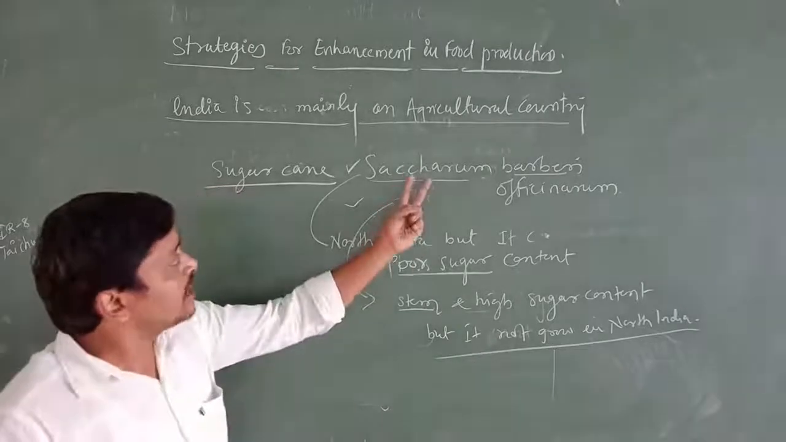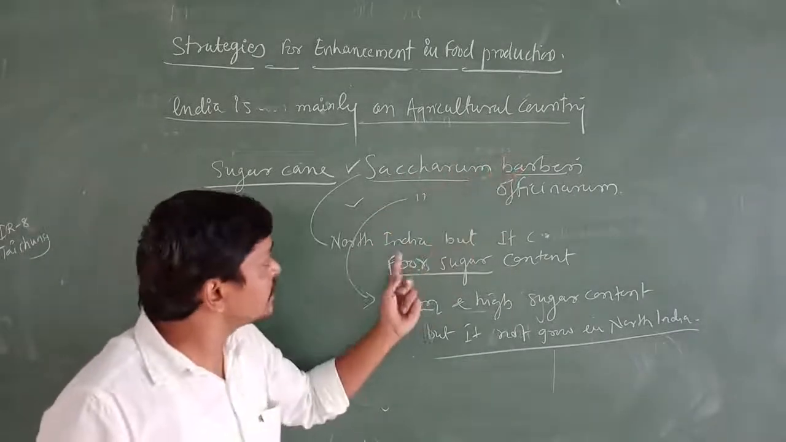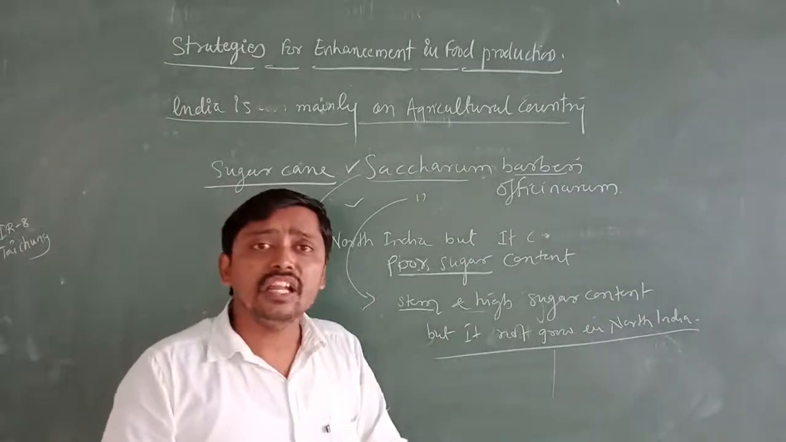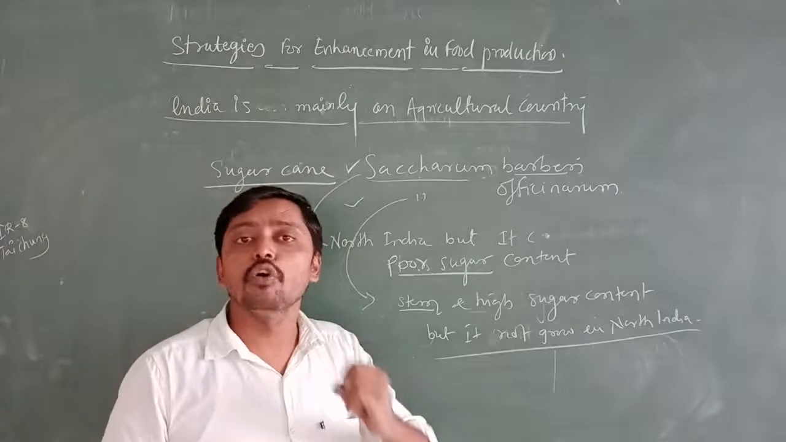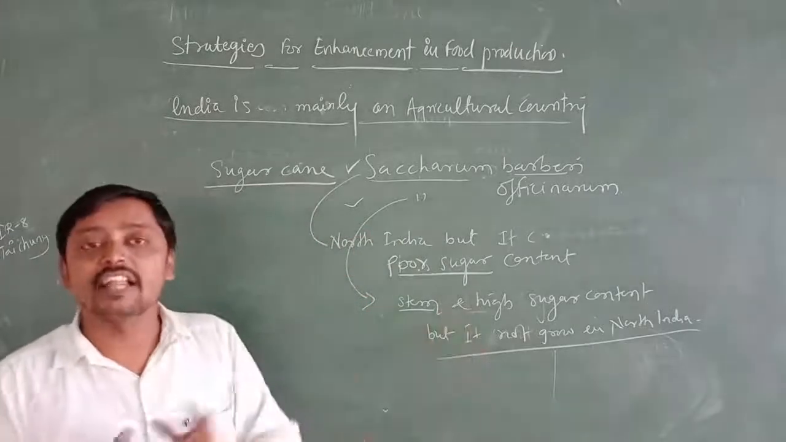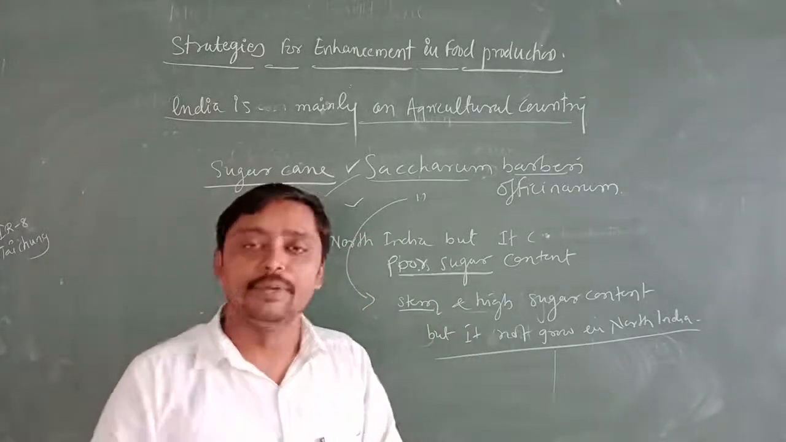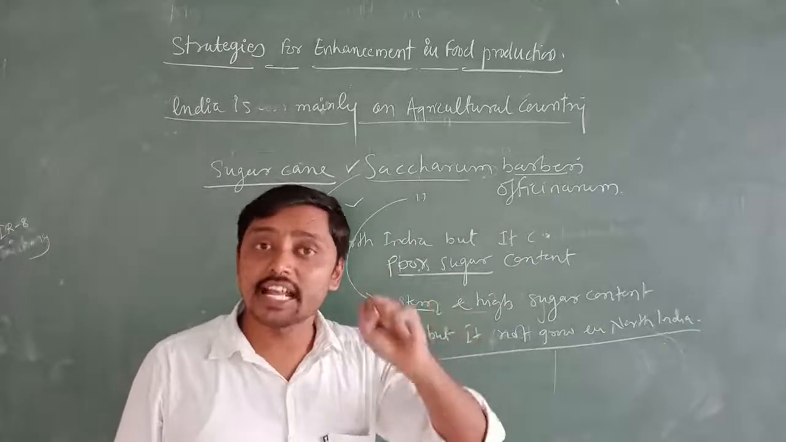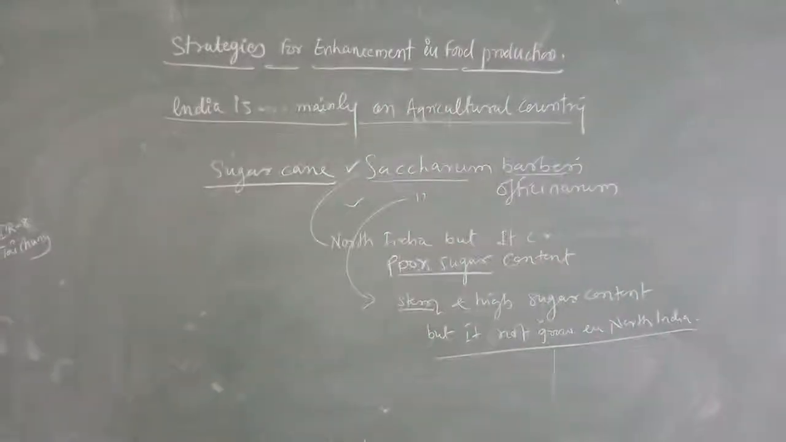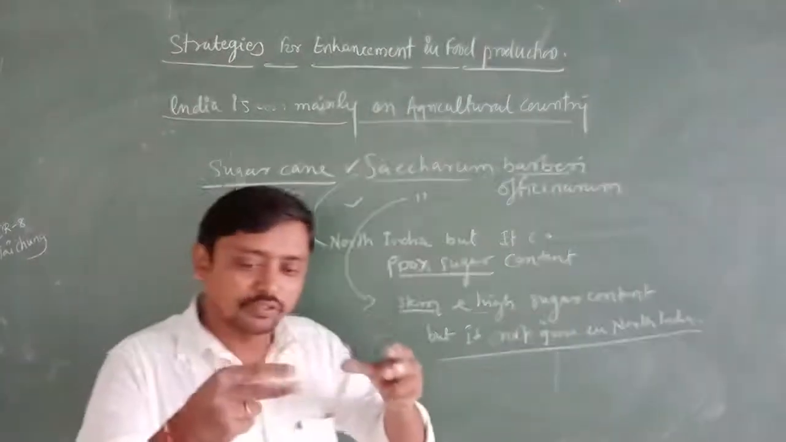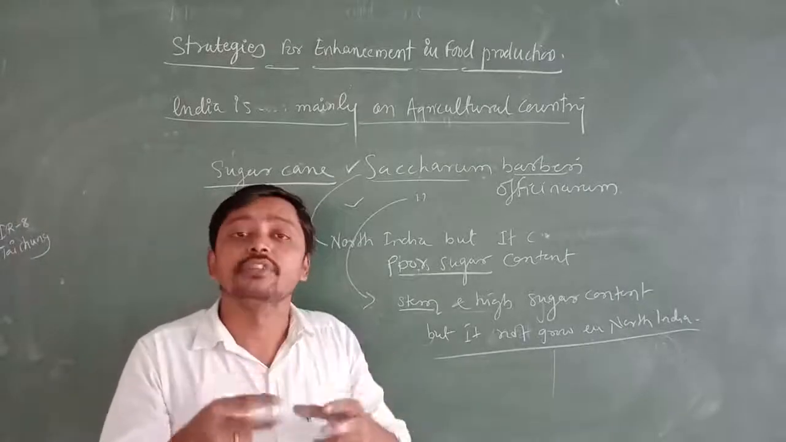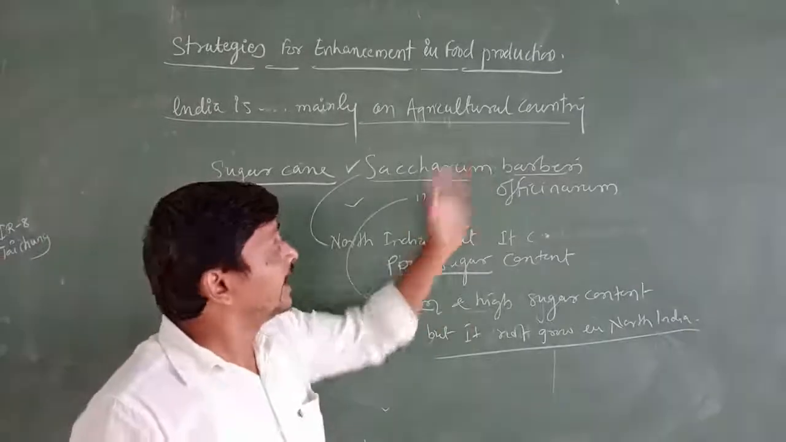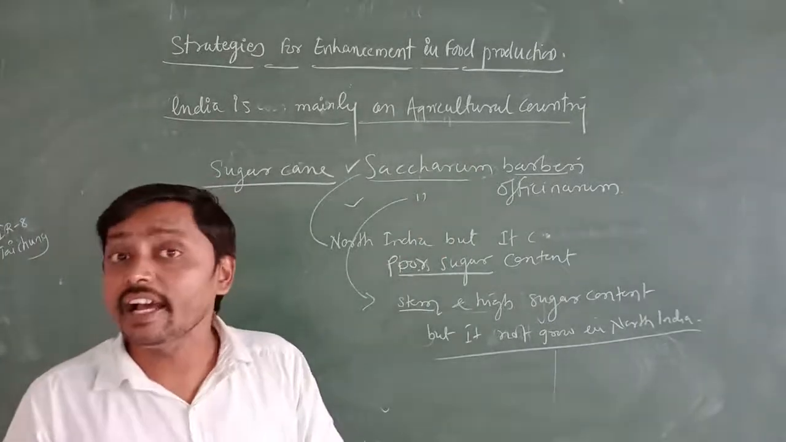One species is Saccharum barberi. It grows in North India, but it has a poor sugar content. It grows in North India, but the sugar content there is low. Another species is Saccharum officinarum. It has a thicker stem, meaning its stem and bud are thick, and it has a high sugar content, but it won't grow in North India.